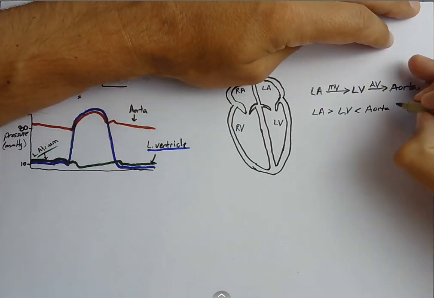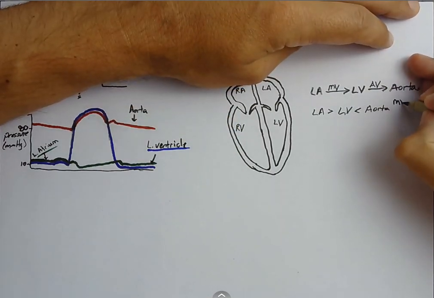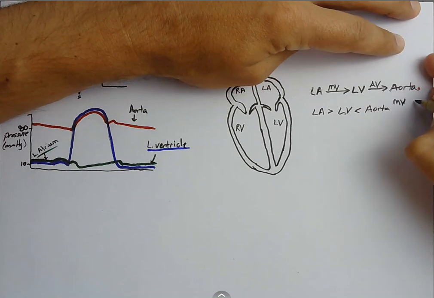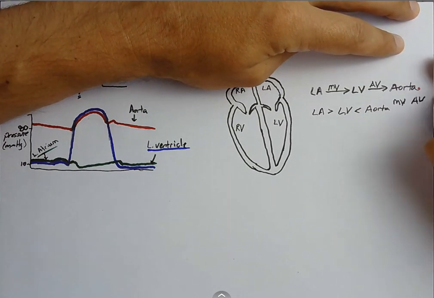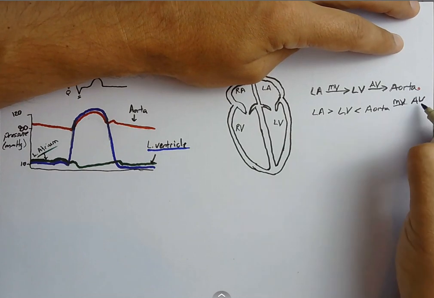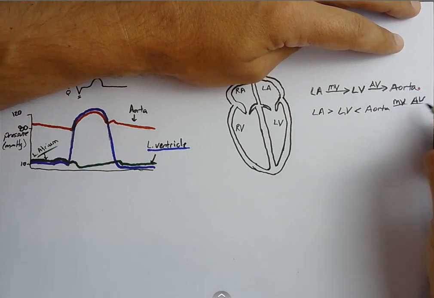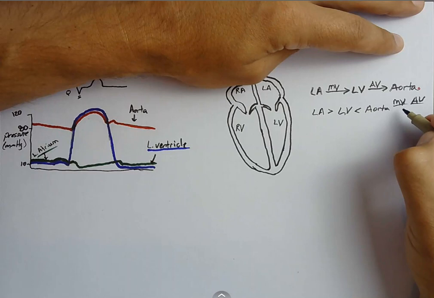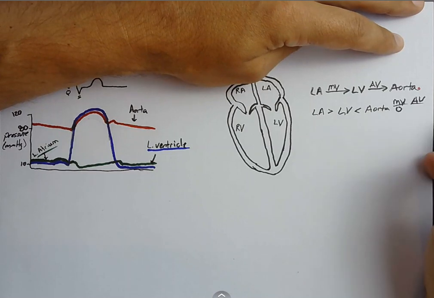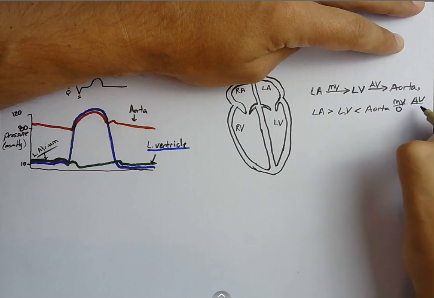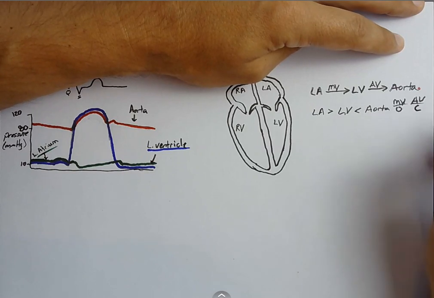So what do we know about the mitral valve? And what do we know about the aortic valve? Sorry, I'm running out of room over here. The mitral valve will be open. And we're just going to write O, and the aortic semilunar valve will be closed. So we're going to write C.